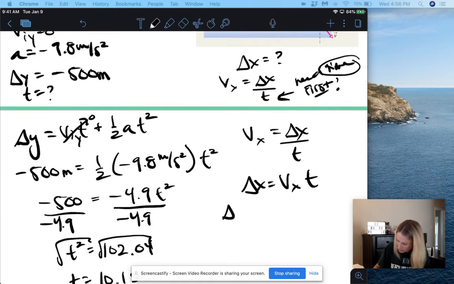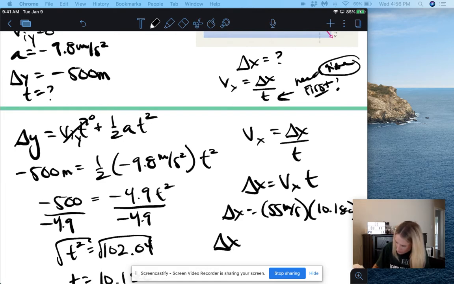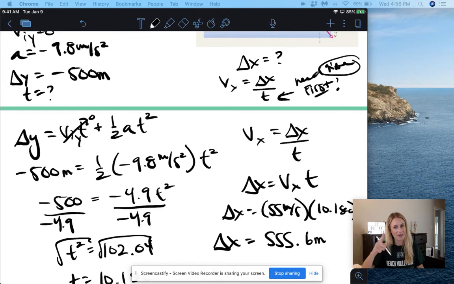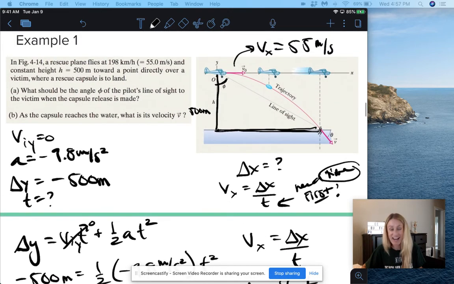We know that the x velocity is 55 meters per second. It was given in the problem. And then time we just found to be 10.1 seconds. So that means that our displacement in the x direction, 55 times 10.1, is 555.6 meters. All right, so are we done? No, we're not. We now need to find that angle, right?